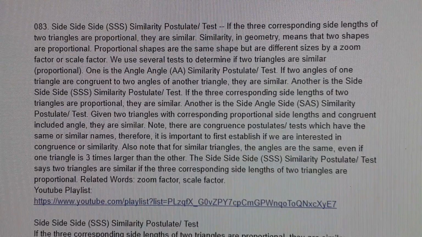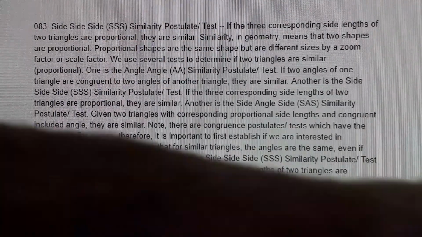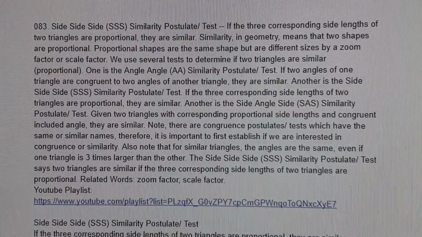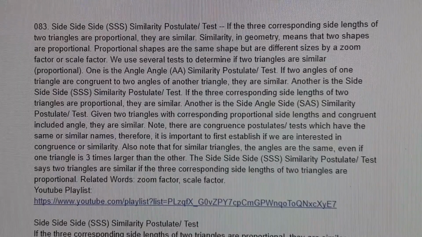Side, side, side, SSS. Similarity postulate / test. If the three corresponding side lengths of two triangles are proportional, they are similar.